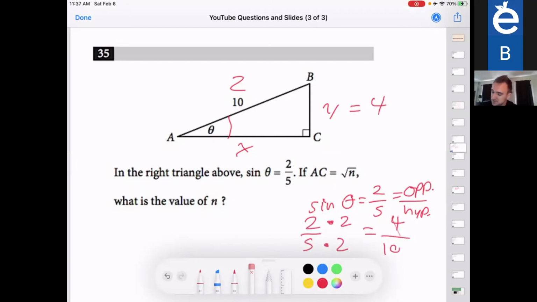Let me write it like this. Z is equal to 10. And then that other side there is x. So they tell us if AC is equal to the square root of n, this length, and AC I've defined as x. So if x is equal to the square root of n, what is the value of n?